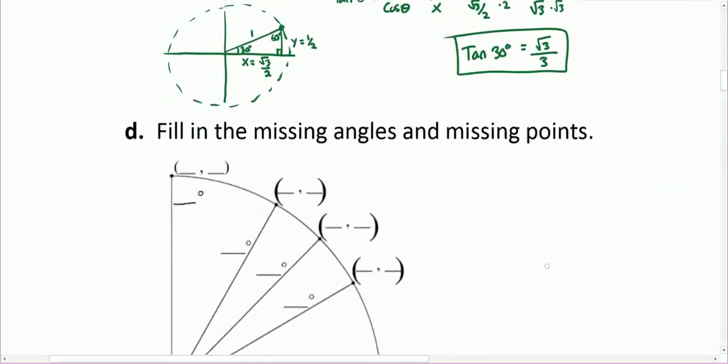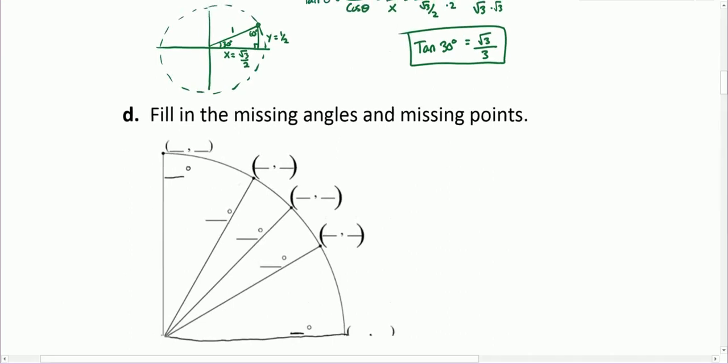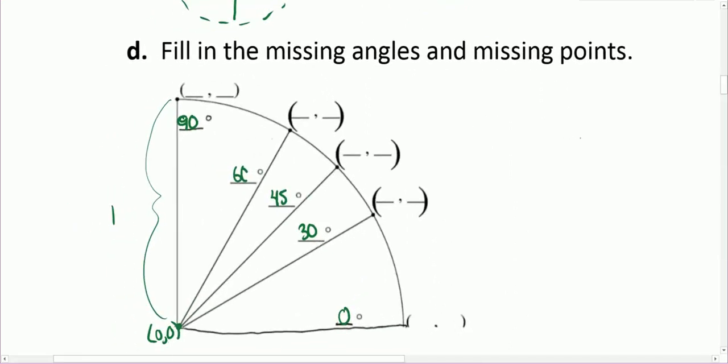For part D, we're asked to fill in the missing angles and missing points. We're using degrees here. This is our first quadrant, so we get 0 degrees, 30 degrees, 45, 60, and 90. This is in context of the unit circle, so this length is 1. So if I'm starting at 0, 0 and move up 1 unit, I'm going to be at 0, 1. If I move from 0, 0 directly right 1 unit, I'm at 1, 0.